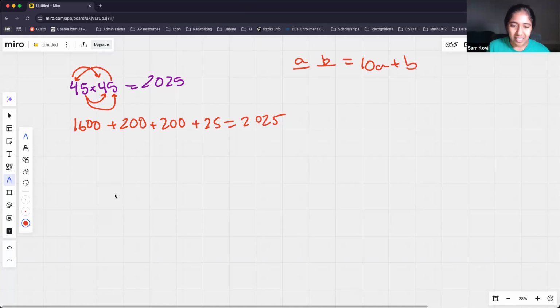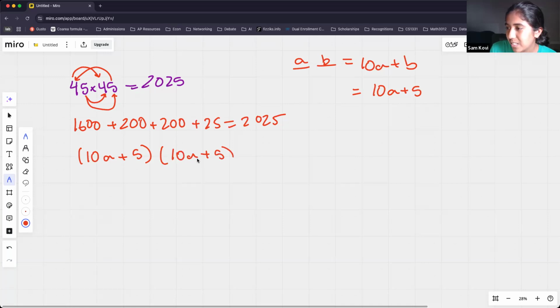So let's go ahead and take that. Let's say we're squaring a number that ends with 5. If the number ends with 5, then my last digit is going to be 5. So that means B is equal to 5. So I can rewrite this as 10A plus 5. So really what I'm doing is I have 10A plus 5 times 10A plus 5. That is basically 10A plus 5 whole squared.